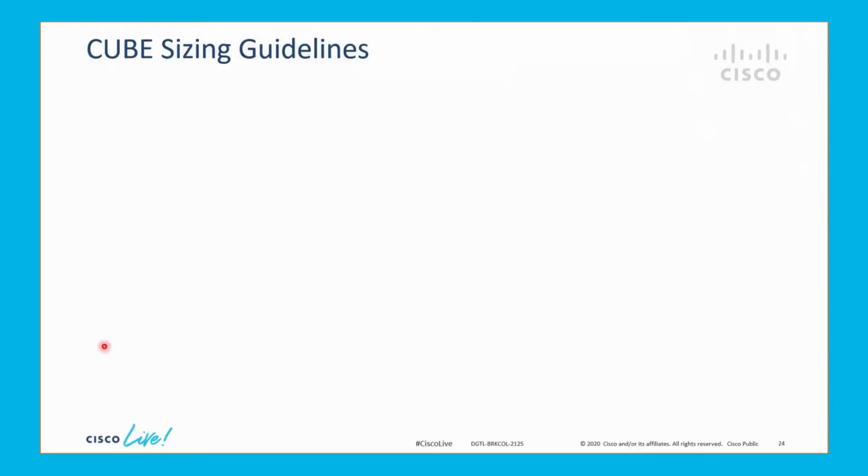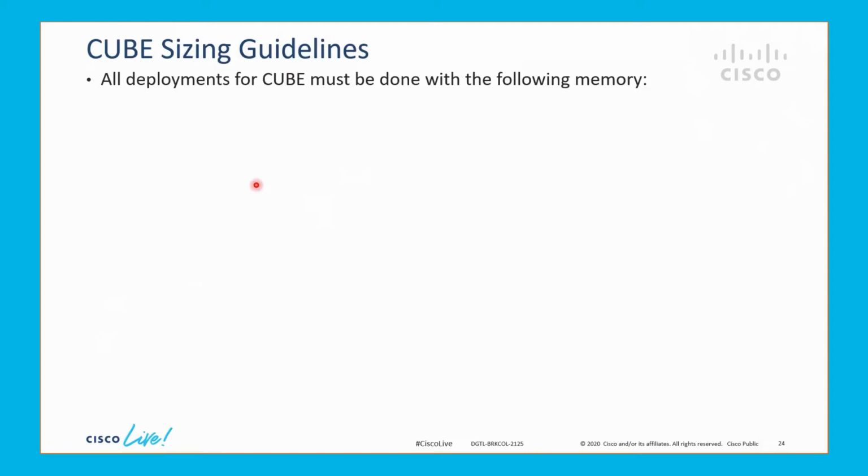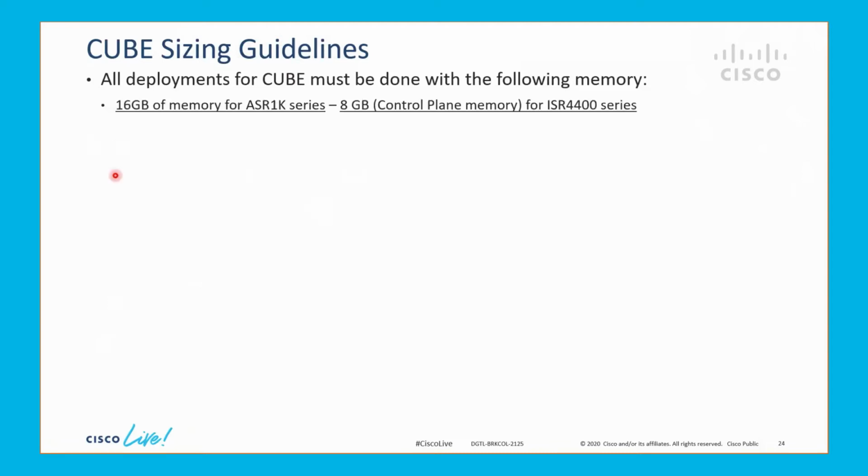Okay, so some general guidelines when it comes to Cube sizing. All the deployments must be done with the following memory combinations. On the ASR 1000 series platforms, all Cube deployments must have 16 gigabytes of memory. For the ISR 4400 series, it should be 8 gigabytes of control plane memory and 2 gigabytes of data plane memory. On the 4300 series, we test with 4 gigabytes, and for the ISR G2 series, we used to test with 2 gigabytes, meaning all your Cube deployments must have at the very minimum the memories that are listed over here for the platform type.